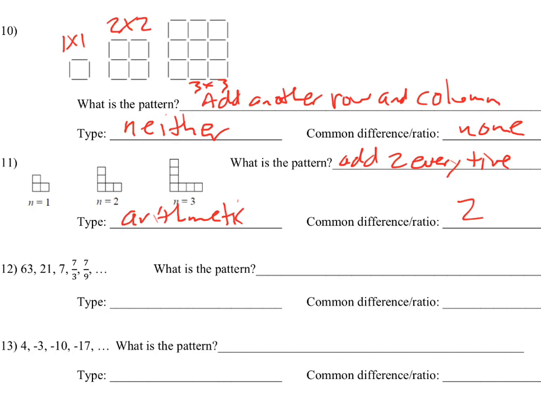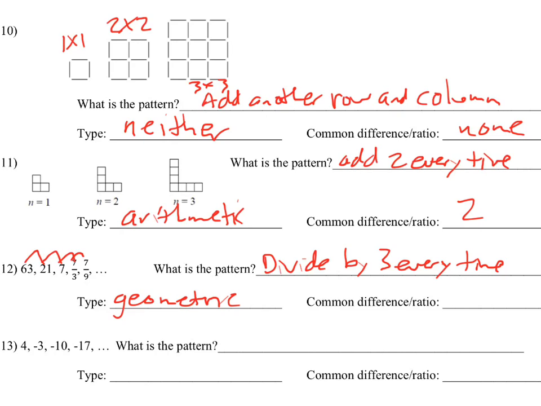On 12, let's see, pattern. Well, you could subtract about 42, but that's not what happens on the next one. You could divide by 3. Oh, and that does give you the next one, and the next one. So the pattern is divide by 3 every time. Well, if you're dividing by the same number every time, it's going to be geometric. And if you want to get the common ratio, pick any term in the sequence and divide by the previous one. So you got 7 divided by 21, that should equal 1/3, which is going to be our common ratio, 1/3.